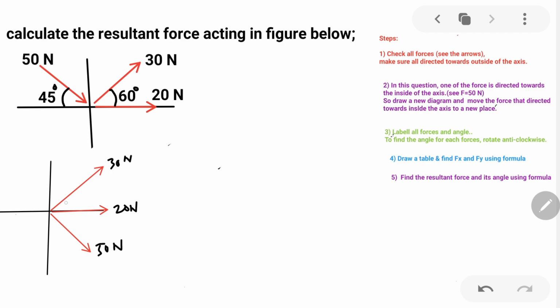Okay, and the angle equal to 60 degree. And for this angle, you have to move it to a new place. So the new location for this angle is in quadrant 4, 45 degree. Okay, so the next step is to label all forces and angles, and to find the angle for each force you have to rotate anti-clockwise. So first we will label all forces.